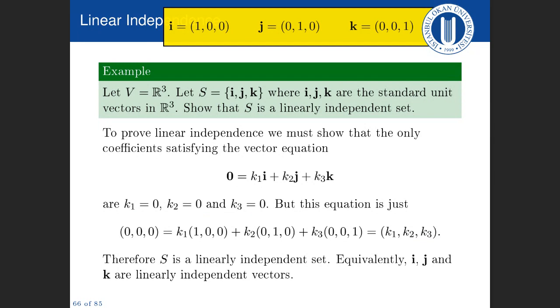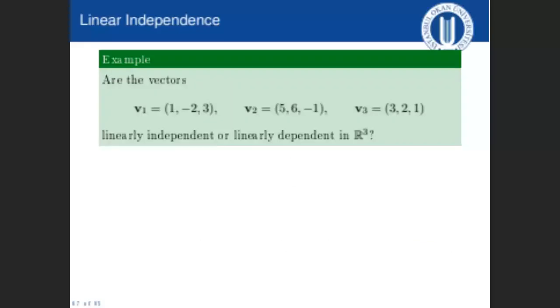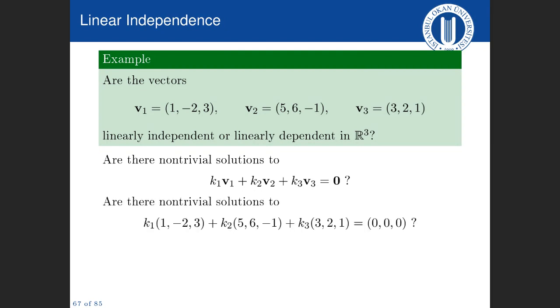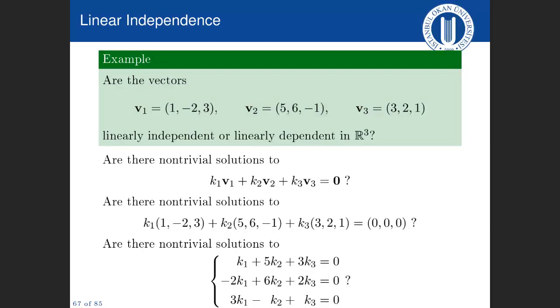Equivalently, we can say that the vectors i, j, and k are linearly independent vectors. Next example: are the vectors v1, v2, and v3 linearly independent or linearly dependent in R3? That's the same question as saying, are there non-trivial solutions to k1 v1 plus k2 v2 plus k3 v3 equals 0? Or in terms of a linear system, are there non-trivial solutions to this linear system?